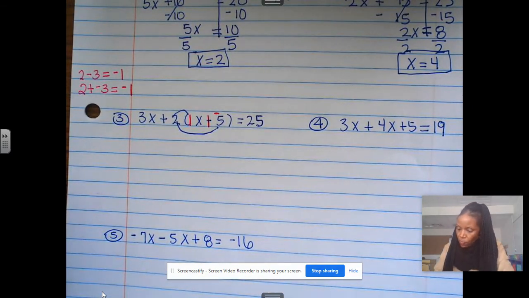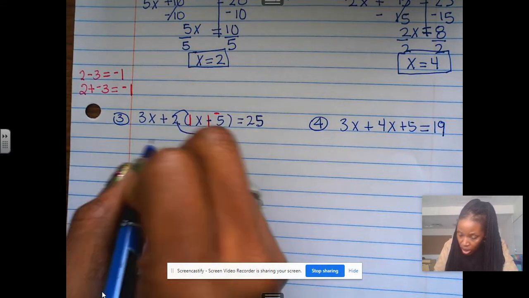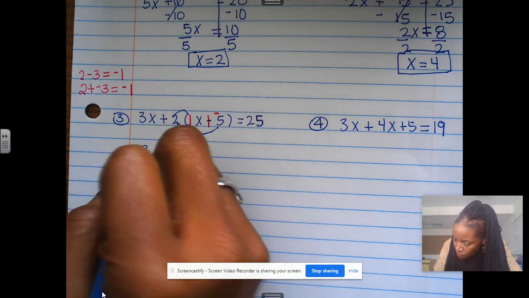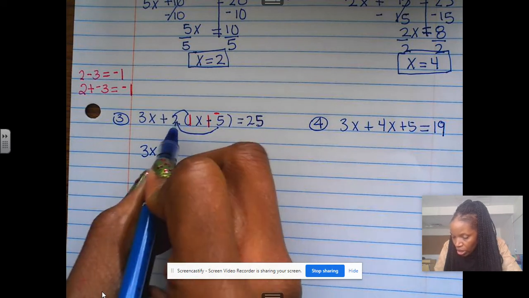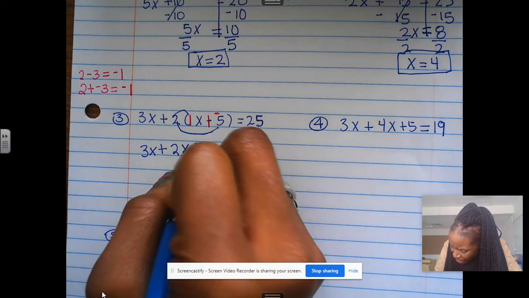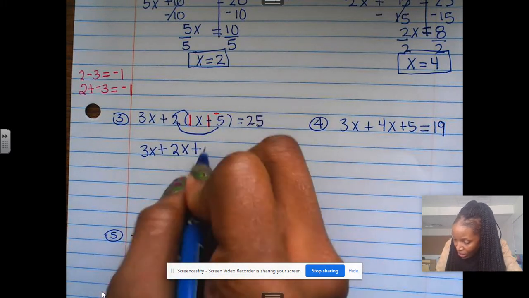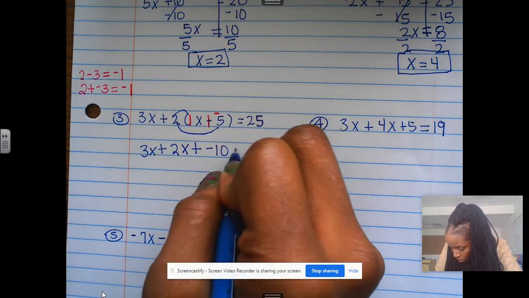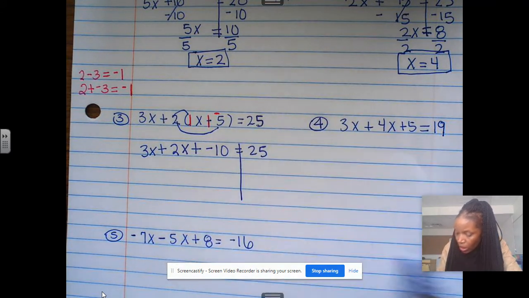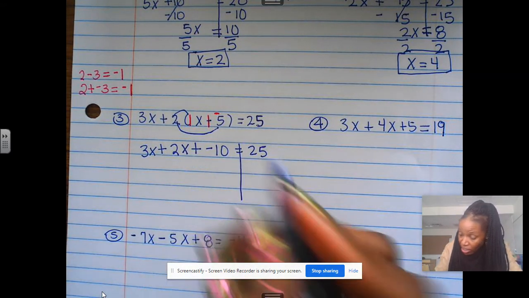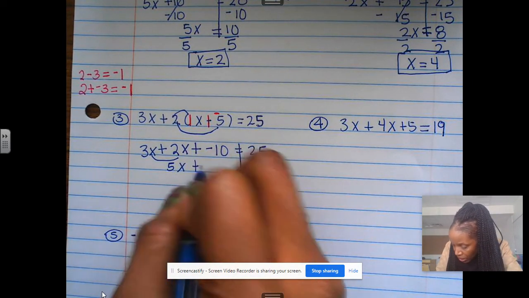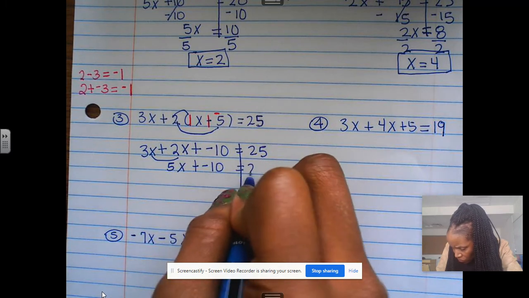It makes it easier. So I'm going to write this 3x down here. So 3x plus 2 times 1 will give me 2x, put my plus sign, and then 2 times negative 5 will give me negative 10, which equals 25. And then I'm going to draw my balancing line. Now, I have 3x plus 2x, which will combine together and give me what? 5x plus negative 10 equals 25.